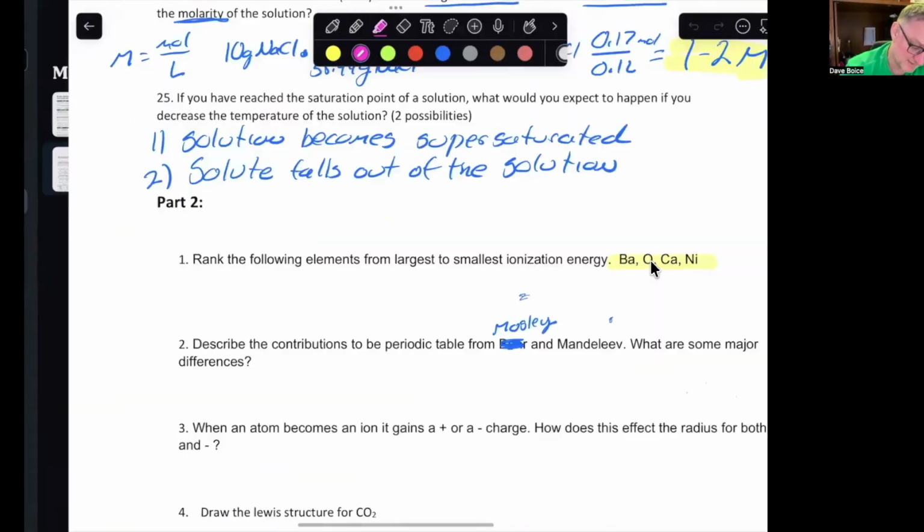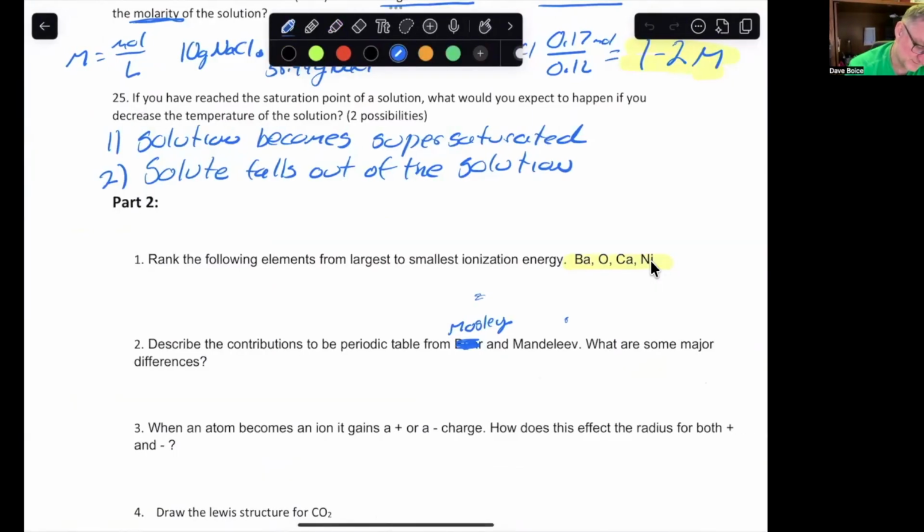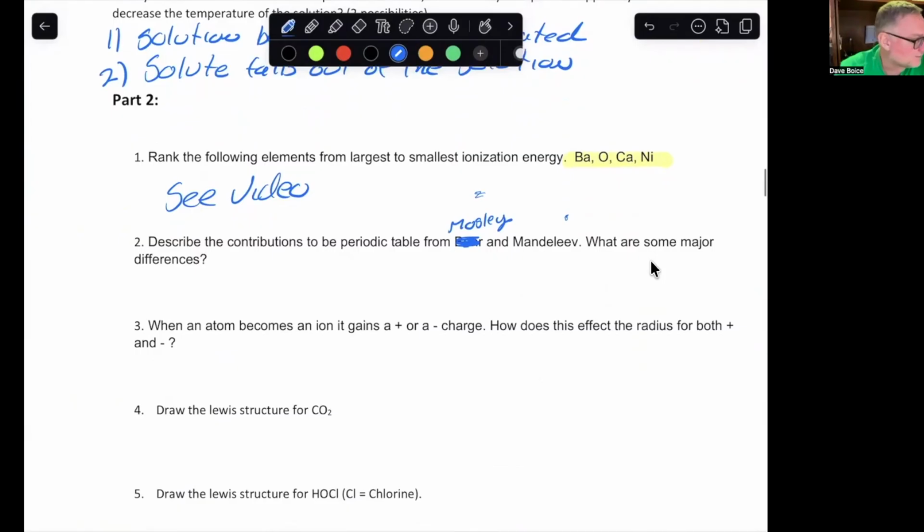Okay, and for that one, so that's a little hard to just write all that down, I'm going to say see video. Okay, and here on mine, this is corrected.